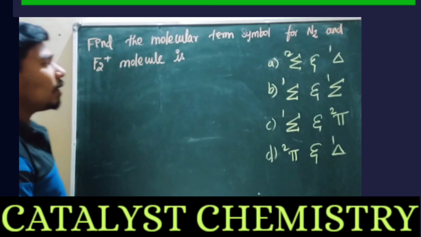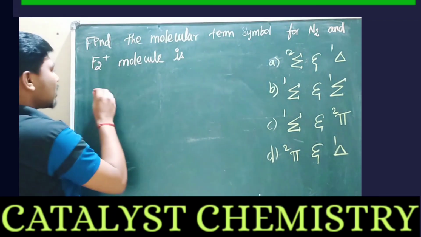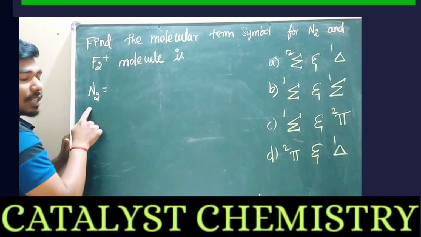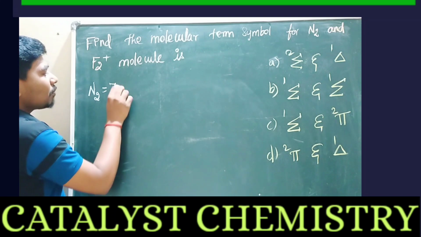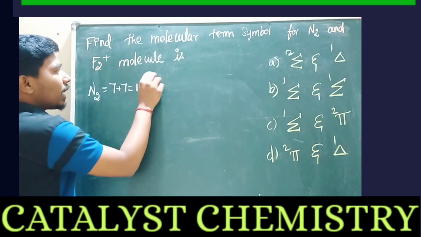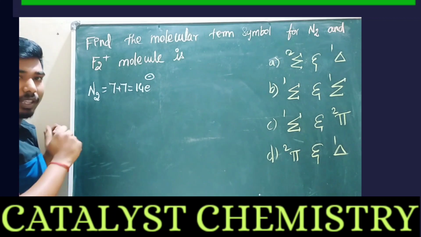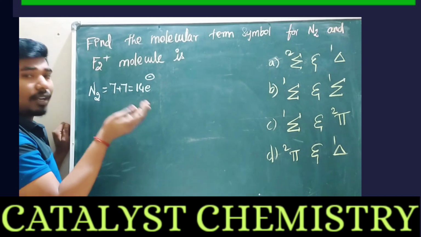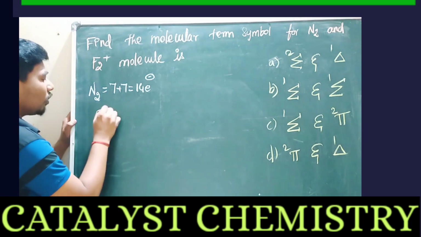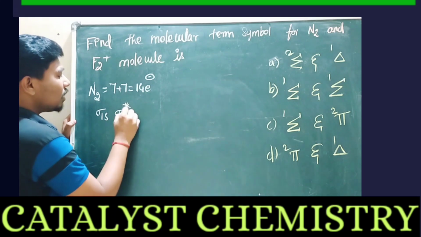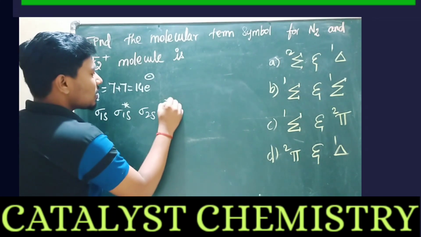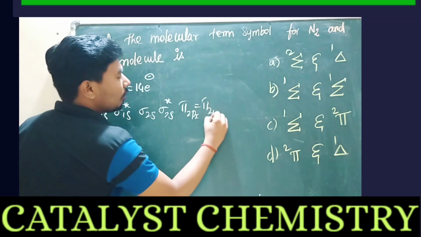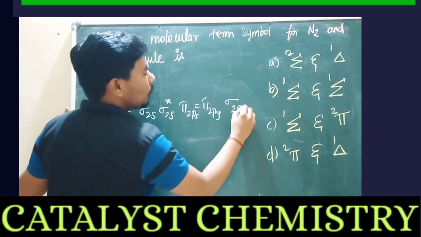Okay, so now I'm going to work out this question. First we are going to work out for the N2 molecule. N2 is nitrogen, so the total number of electrons is 7 plus 7, a 14 electron system. For a 14 electron system, we know very well there are two different types of electronic configuration to follow. For 14 or less than 14 electrons, it follows sigma 1s, sigma star 1s, sigma 2s, sigma star 2s, next pi 2px equal to pi 2py, next sigma 2pz.